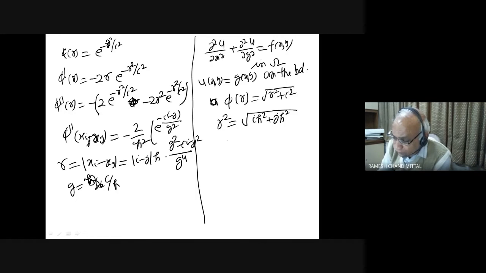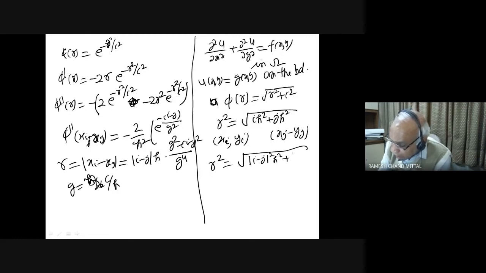And if I take two points, say the points are (xi, yi) and (xj, yj), then my r squared will be, as you understand, the square root of (xi minus xj) whole square, h1 squared, plus (yi minus yj) squared, h2 squared. So that will be the definition of my r squared in the second dimension.